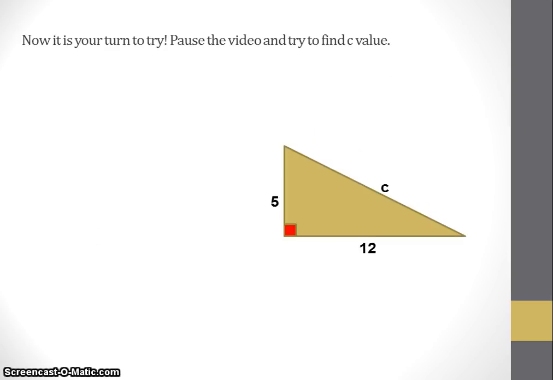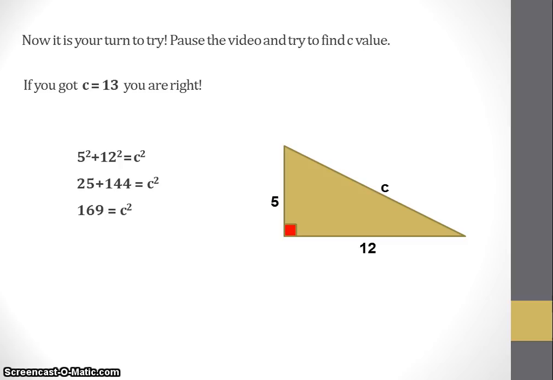Now it's your turn to try. Pause the video and try to find c value. If you got c equals 13, you're right. 5 squared plus 12 squared equals c squared. 25 plus 144 equals c squared. 169 equals c squared. And we take the square root for both sides. c equals 13.